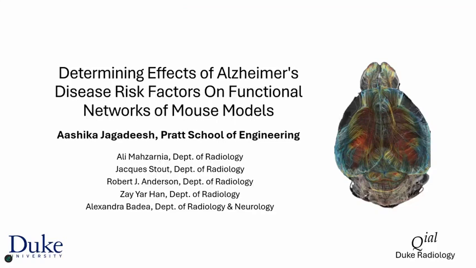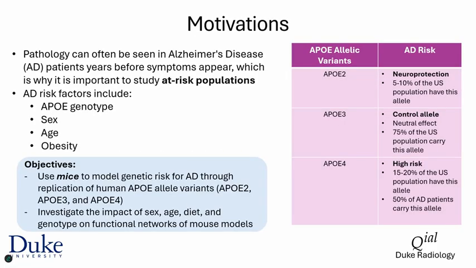I've been working on this project for around a year now. My project is about determining the effects that Alzheimer's disease risk factors have on the functional networks of mouse models. Some primary motivations of our study are based on the fact that Alzheimer's disease pathology can be seen in patients years before symptoms even appear. The risk factors that we were interested in examining were APOE genotype, sex, age, and obesity.